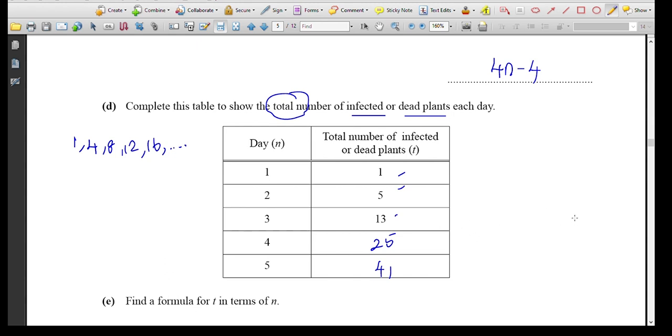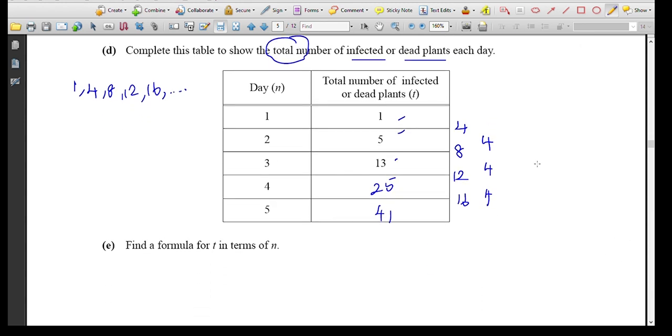If you find the common difference here, it's 4, 8, 12, 16. Then if you find the common difference the second time, since it is not the same, I'm proceeding to the next step: it's 4, 4, 4, it's the same. Since we got the same common difference in the second step, it's going to be a quadratic equation. This is the answer for subdivision E.